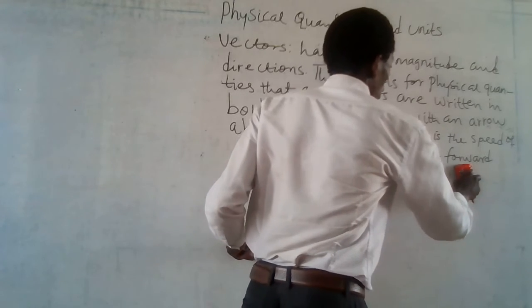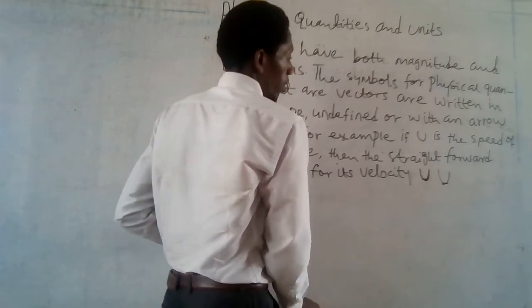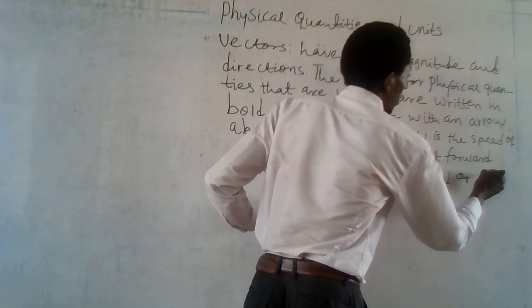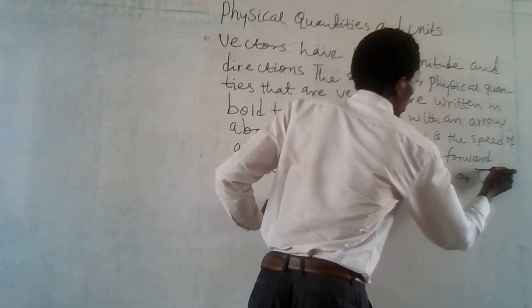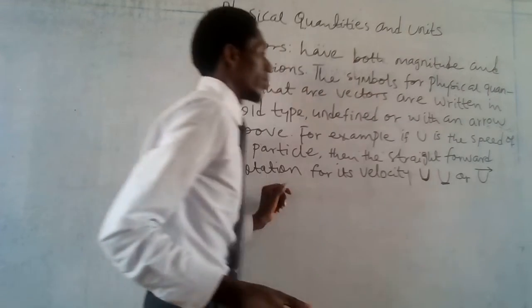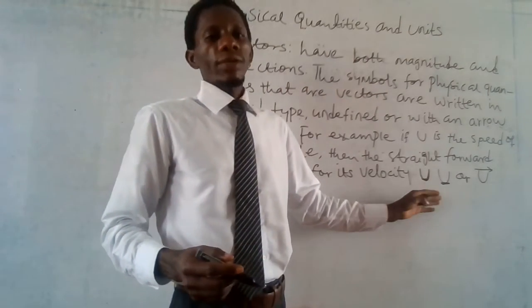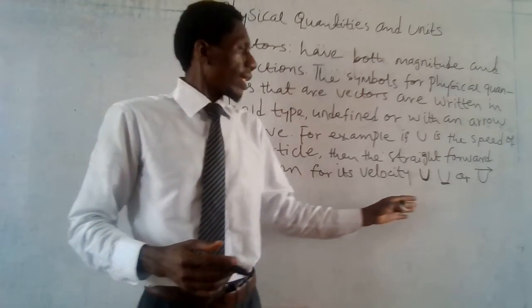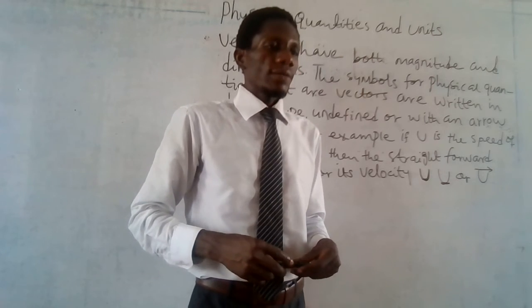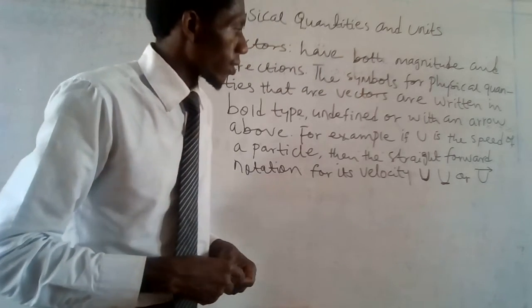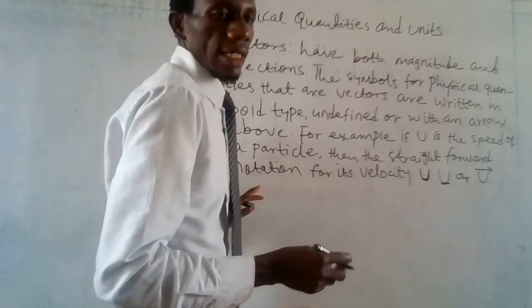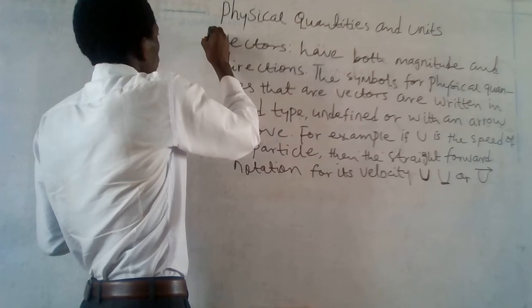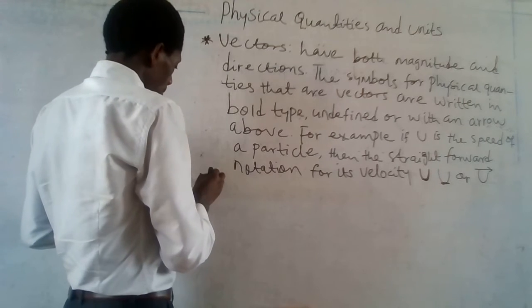It's either you write it in bold, or you underline it, or you write it with an arrow. These are the ways you can identify vector quantities. Now let's look at the tensors. This is for vectors.